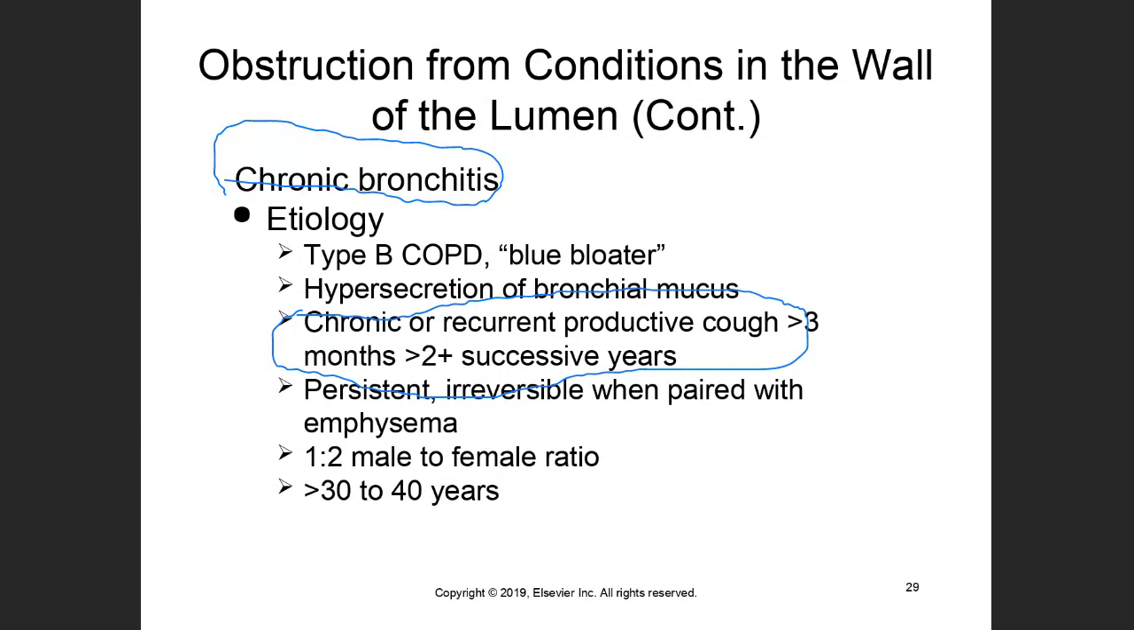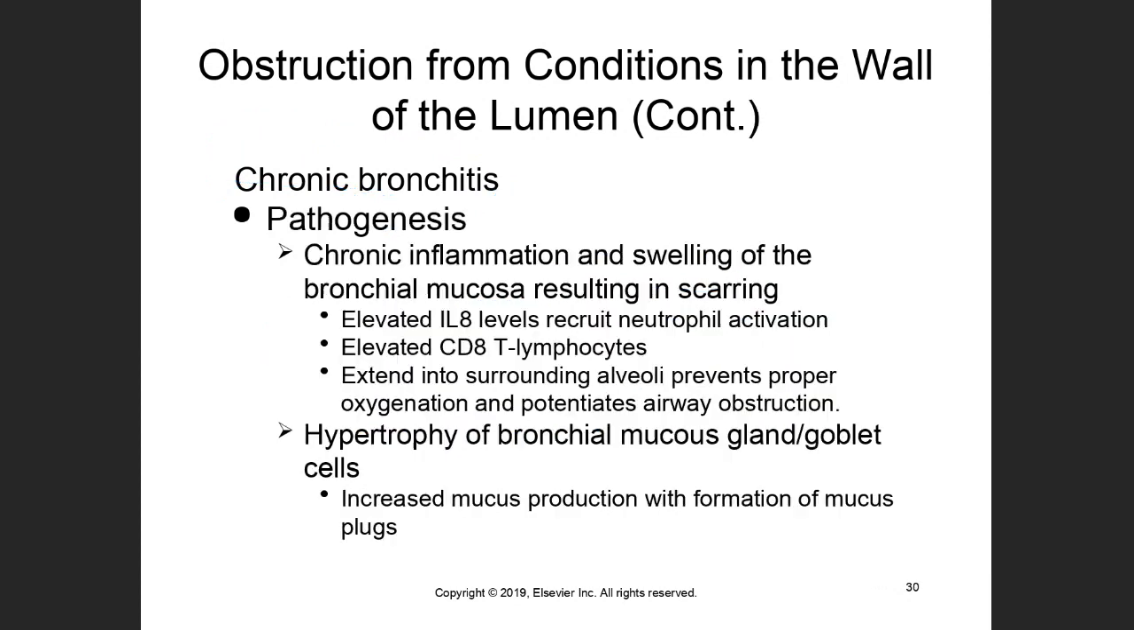Etiology is type B COPD. You're going to see that we have type A, that is emphysema. It's a blue bloater because the patient is going to breathe with the lips really close. You see, this is the criteria. The patient needs more than 3 months of cough in 2 consecutive years. Persistent, reversible, that's the ratio, that's the age, that's not really important.